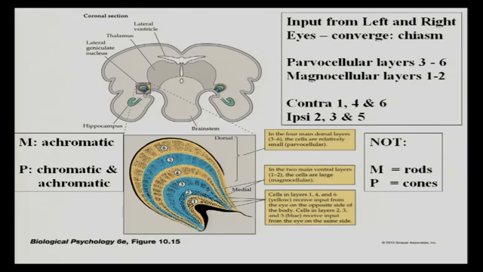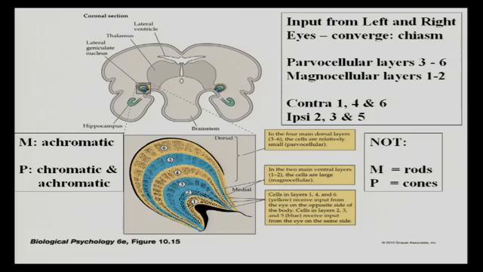So here we're talking about the human, and these divisions at the bottom have bigger cells, and they're called the magnocellular layers. So layers 1 and 2 are the magno. Layers 3, 4, 5, and 6 are the parvocellular layers. Parvo being small, magno being big. And you'll often see in your textbooks that these 2 divisions have quite different properties. In your textbook, it says that the M pathway is mainly associated with rods, and the P pathway is associated with cones. That's wrong.